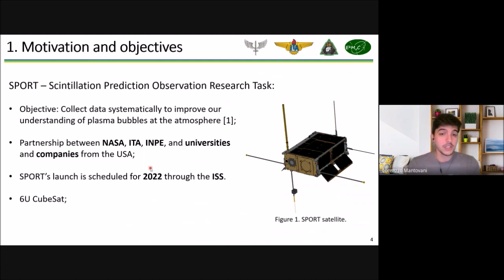The sport launch is scheduled for 2022, so this year, from the International Space Station. And sport is a 6U CubeSat, so it follows the CubeSat standard. Here I'm showing you the image of the sport satellite.